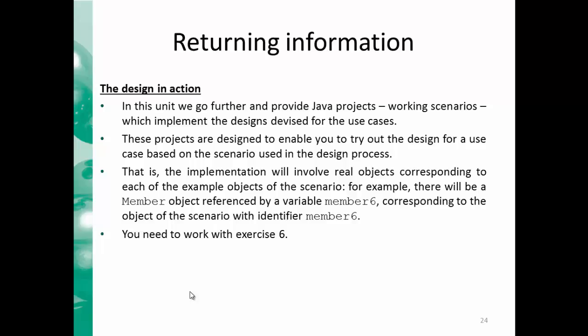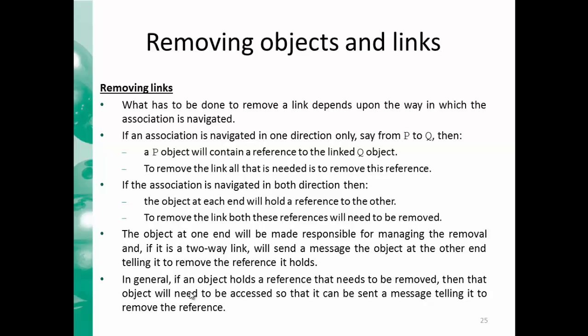In this unit, we go further and provide Java projects with working scenarios which will implement the design devised in the use cases. These projects are designed to enable you to try out the design for the use case based on the scenario used in the design. For example, we will implement and involve real objects corresponding to each of the example objects given. As an example, we will start with removing links.